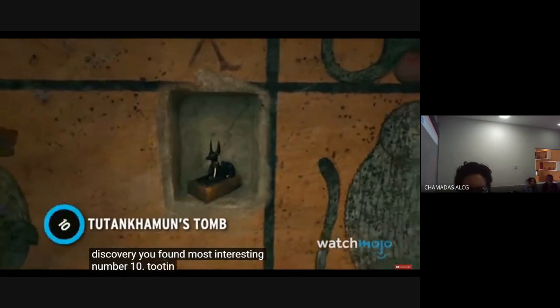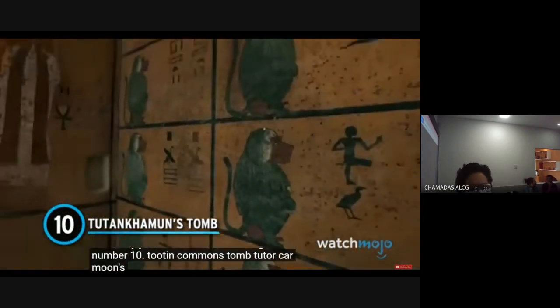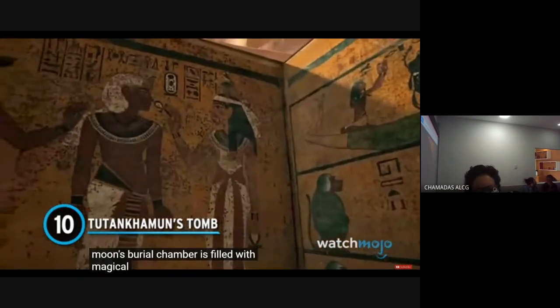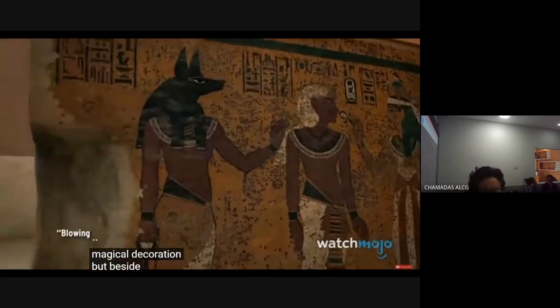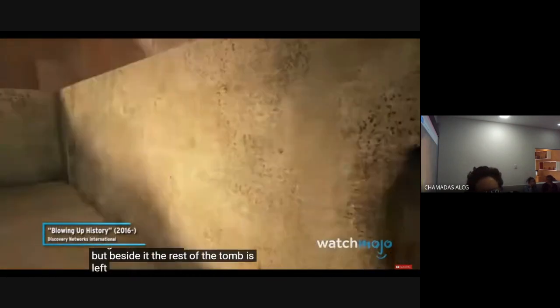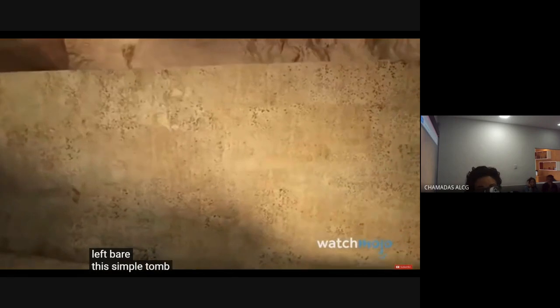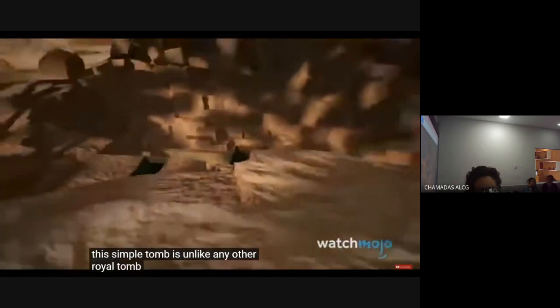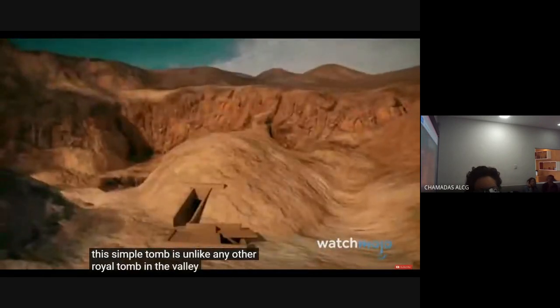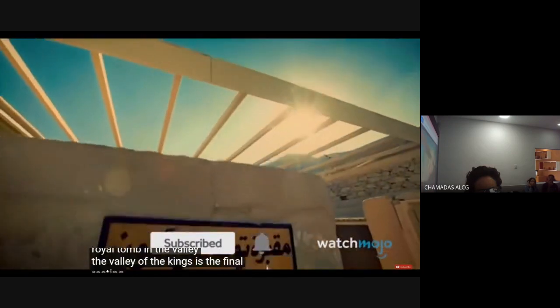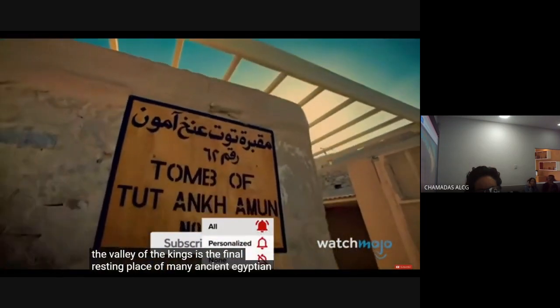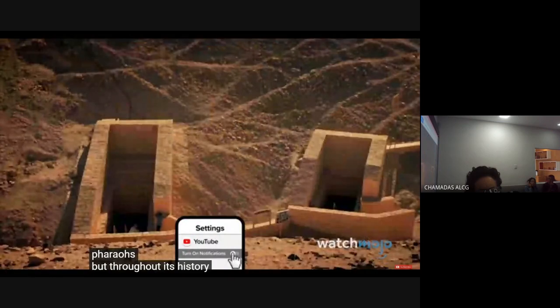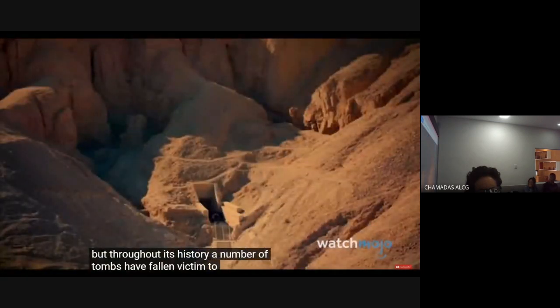Number 10. Tutankhamun's tomb. Tutankhamun's burial chamber is filled with magical decoration. But beside it, the rest of the tomb is left bare. This simple tomb is unlike any other royal tomb in the valley. The Valley of the Kings is the final resting place of many ancient Egyptian pharaohs, but throughout its history, a number of tombs have fallen victim to grave robbers.